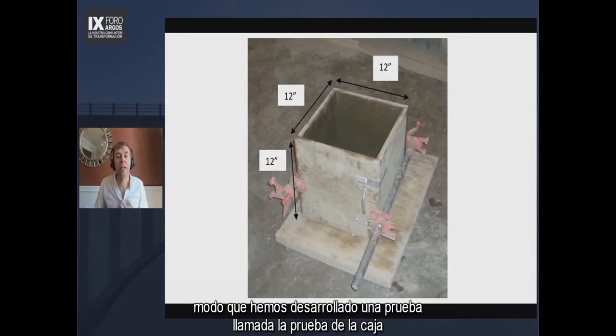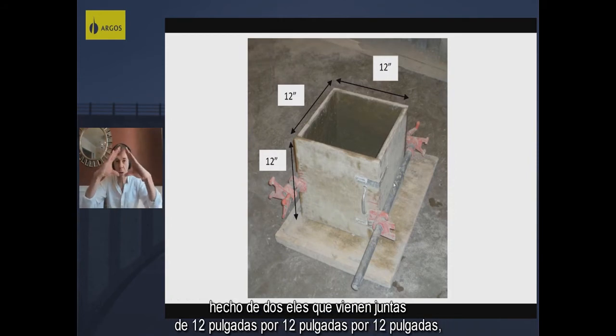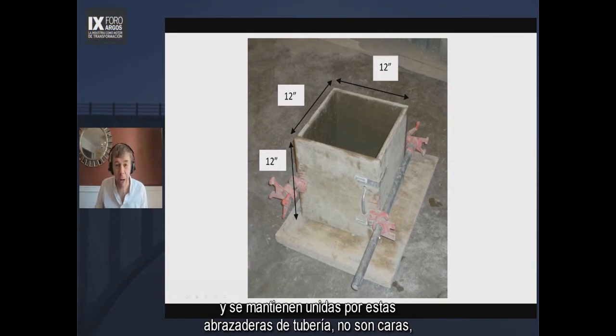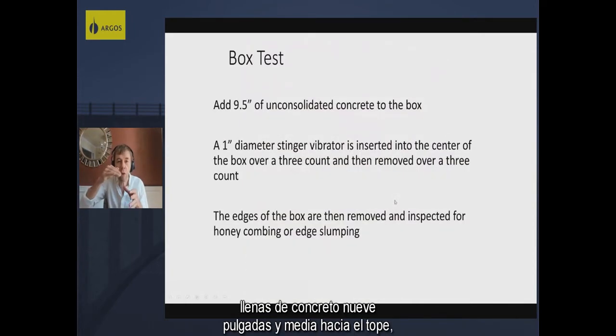So we developed a test called the box test. And it's very, very simple. It is a box with an open top and an open bottom. It's made of two L's that come together. It's 12 inches by 12 inches by 12 inches, and it's held together by these pipe clamps. They're not expensive. They're very simple to use. You hold these boxes together, and then you fill it full of concrete, 9.5 inches towards the top.